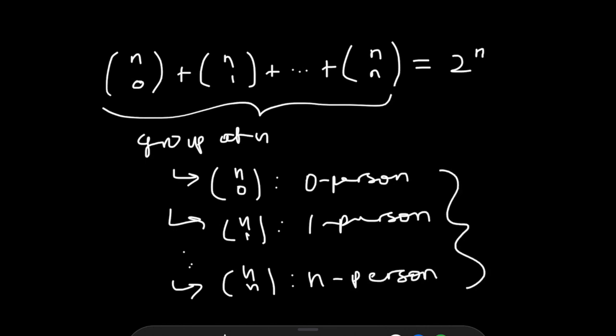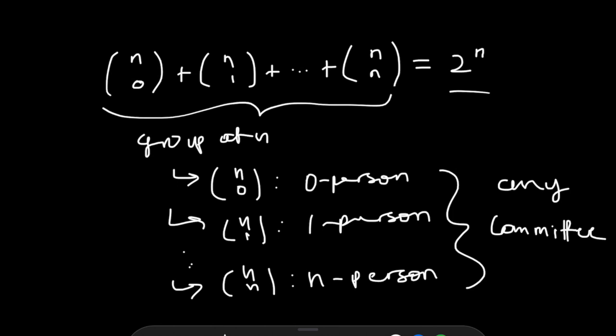So essentially, the left-hand side calculates the number of ways that we can have a committee with any number of people. So it essentially gives us the number of ways that we can have an arbitrary number of people in a committee. So we've found the number of ways that we can form any committee using the sum of binomial coefficients. And now let's find an argument that counts the same thing for the right-hand side.